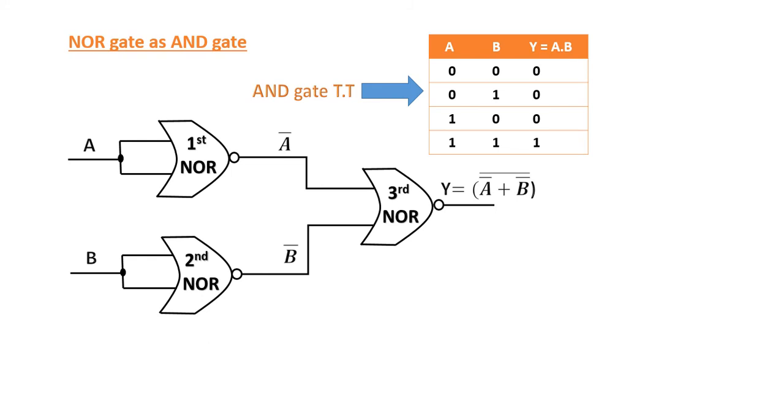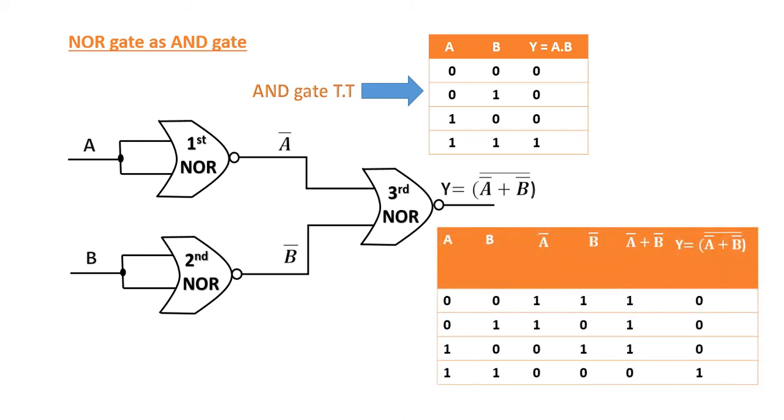This Y represents the overall output for the combination of these three NOR gates, and this output will be equivalent to the output of our AND gate. Let's verify this by using the values of A and B. Since we have two inputs A and B, the possible combinations for our input will be 0 0, 0 1, 1 0, and 1 1.